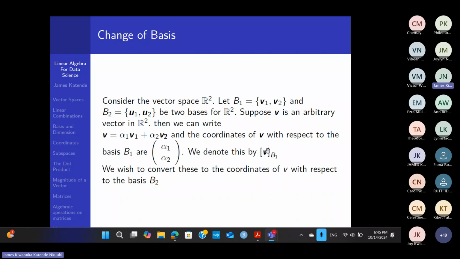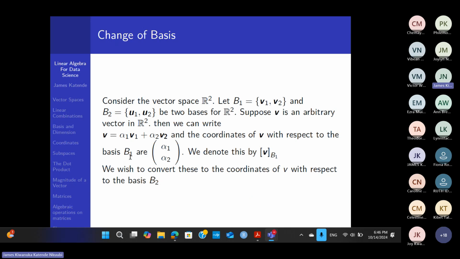So we shall denote the coordinates of a vector V with respect to a basis 1 with this notation. We have the square brackets and then the basis as a subscript. So this means the coordinates of the vector V with respect to the basis B1.